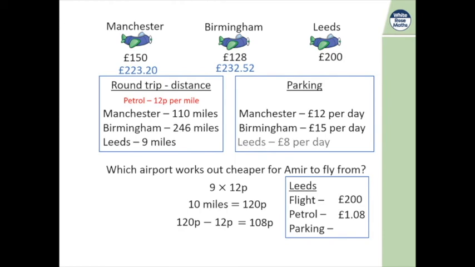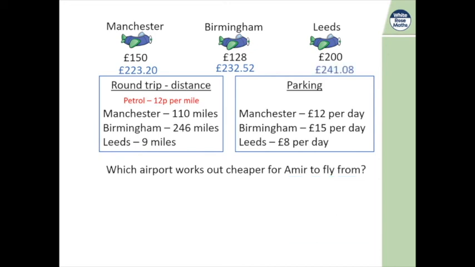And parking is £8 per day. So 8 multiplied by 5 is £40. If we add together the three amounts, we get £241.08. So when we take into account the cost of petrol and parking, we can see it's actually cheapest to fly from Manchester. These costs are definitely something we need to think about when planning your holiday.